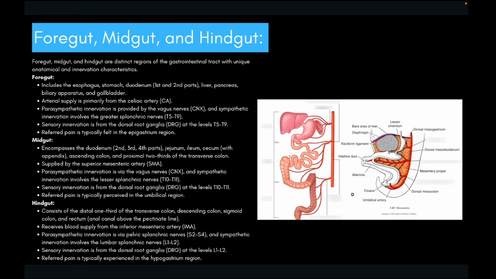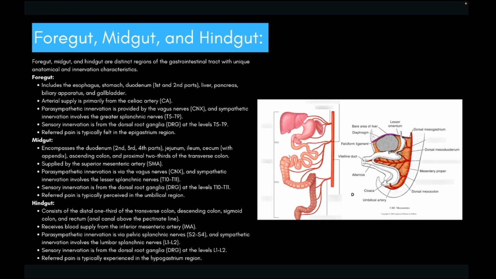Midgut encompasses the duodenum, the second, third, and fourth parts, the jejunum, ileum, cecum with the appendix, ascending colon, and proximal 2/3 of the transverse colon. It is supplied by the superior mesenteric artery, known as the SMA, and parasympathetic innervation is via the vagus nerves, cranial nerve 10, and sympathetic innervation involves the lesser splanchnic nerves, T10 to T11. Sensory innervation is from the dorsal root ganglia at levels T10 to T11. Referred pain is typically perceived in the umbilical region.